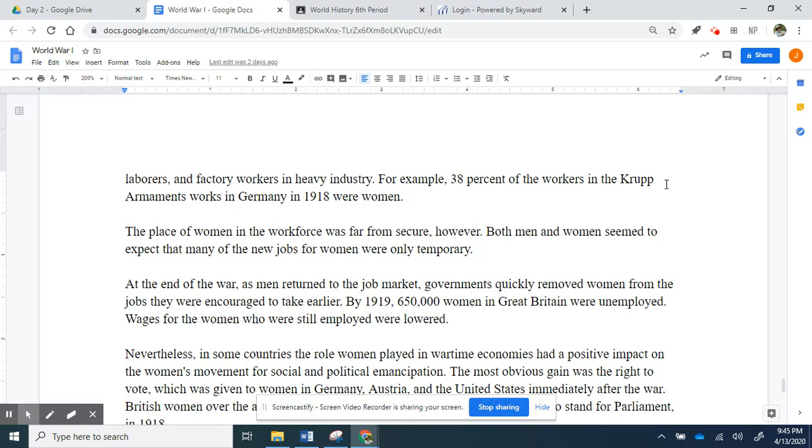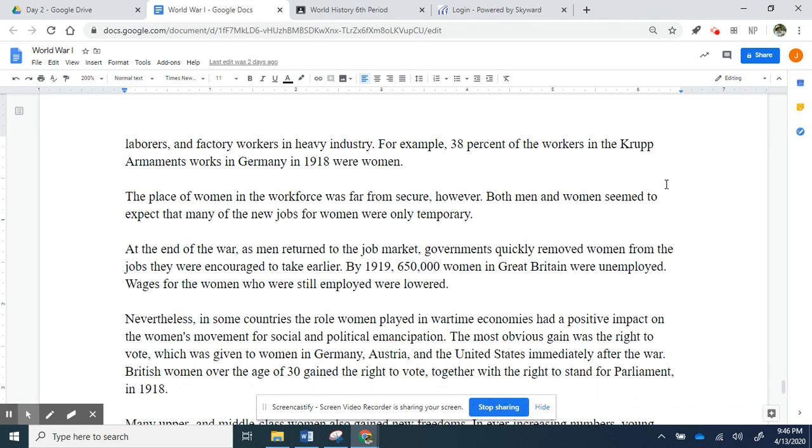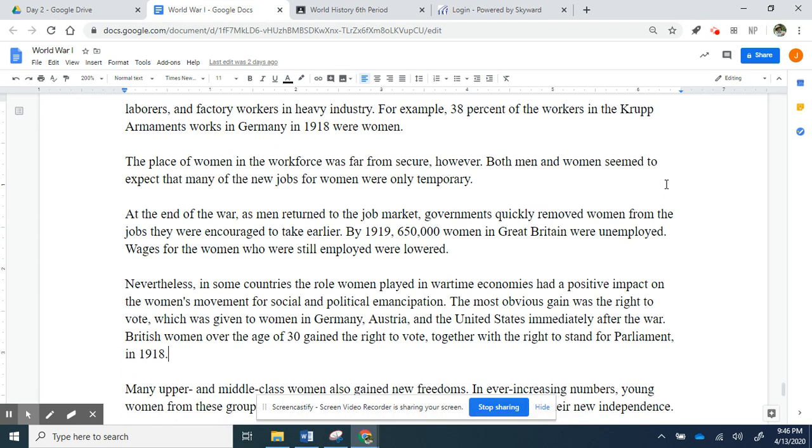The place of women in the workforce was far from secure, however. Both men and women seemed to expect that many of the new jobs for women were only temporary. At the end of the war, as men returned to the job market, governments quickly removed women from the jobs they were encouraged to take earlier. By 1919, 650,000 women in Great Britain were unemployed. Wages for the women who were still employed were lowered.